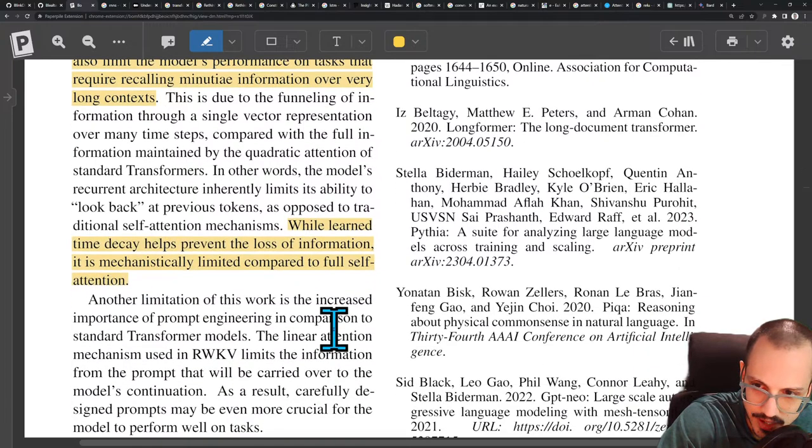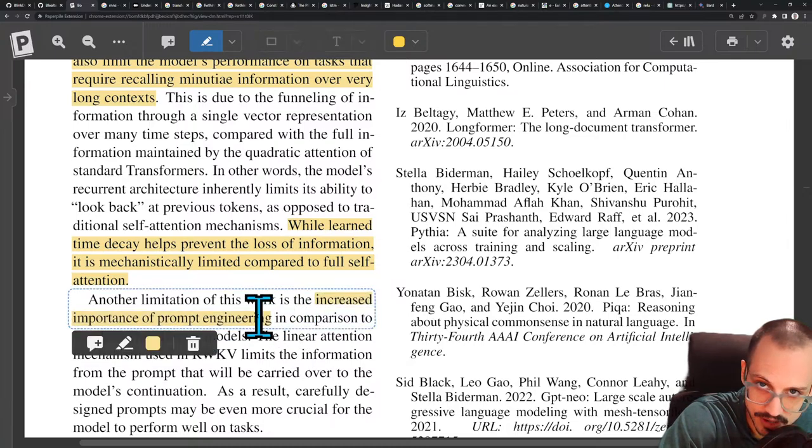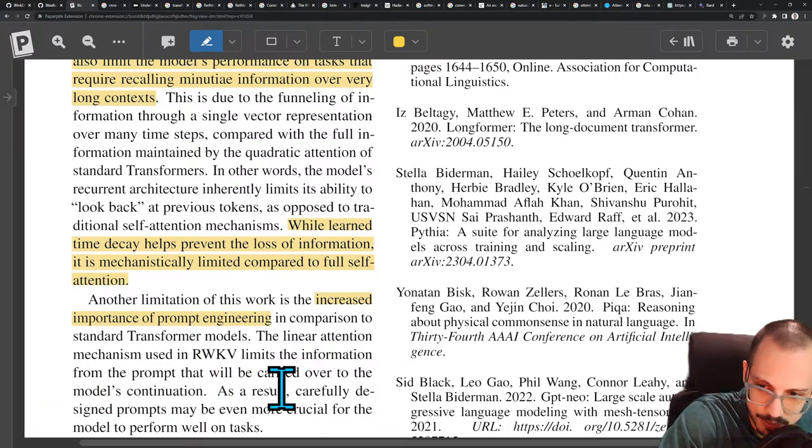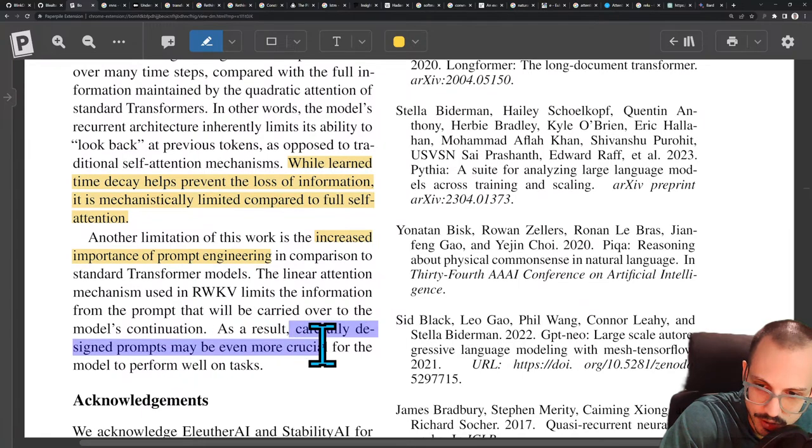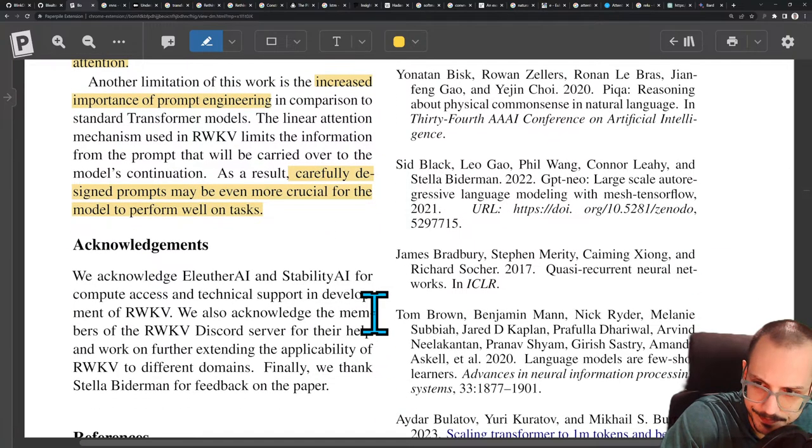Yeah. Another limitation of this work is the increased importance of prompt engineering. They're kind of hiding this, right? It's like they only mentioned this twice, but it seems like it could be a huge problem. Limits the information from the prompt that will be carried over to the model's continuation. Carefully designed prompts may be even more crucial for the model to perform well.